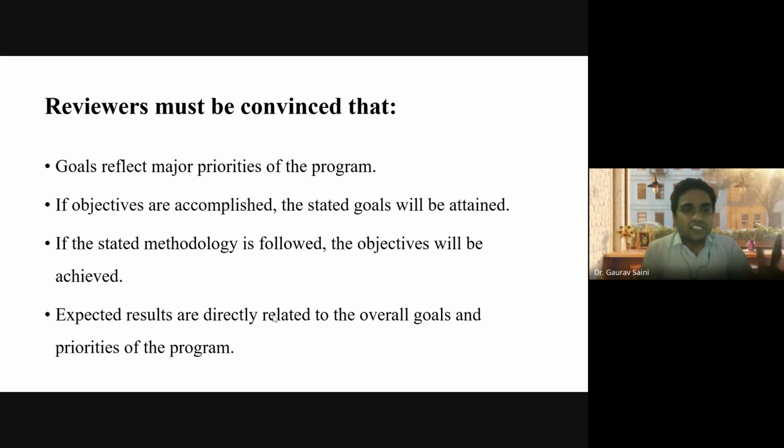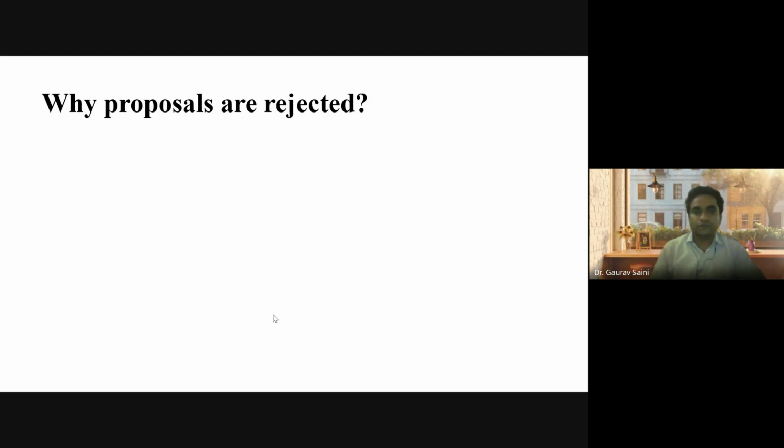And if the stated methodology is followed, suppose you have provided a particular methodology and it is followed effectively, then the objectives will be attained automatically. And the expected results, what you expect after completion, are directly related to the overall goals and priorities of the program, that is, what the funding agency framed before advertising that particular call for proposals.